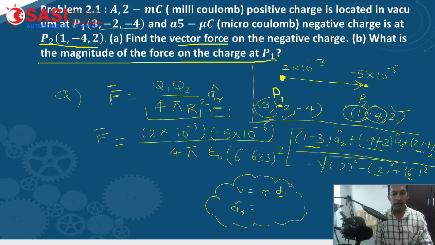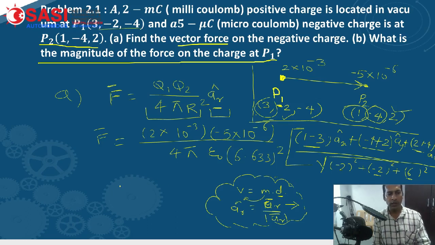Unit vector equals vector divided by magnitude. So what is the vector? Say AR bar is the vector, and we need the magnitude of AR bar. And how do we calculate this? This is nothing but destination points minus source points. So this is how we calculate AR cap.